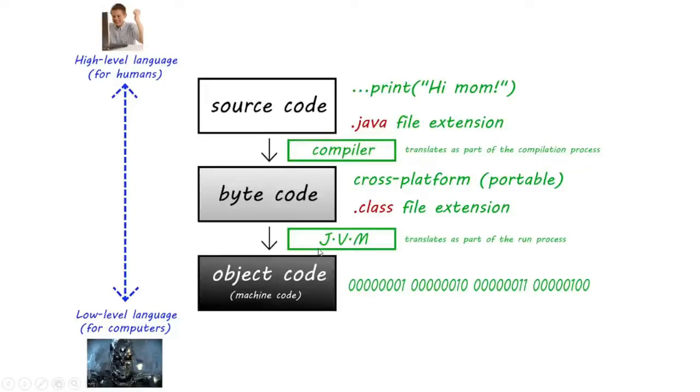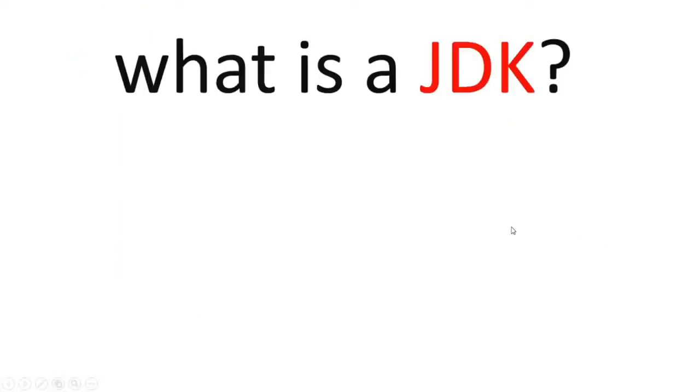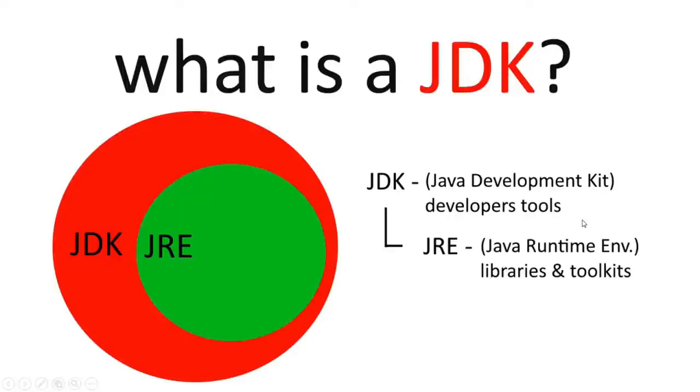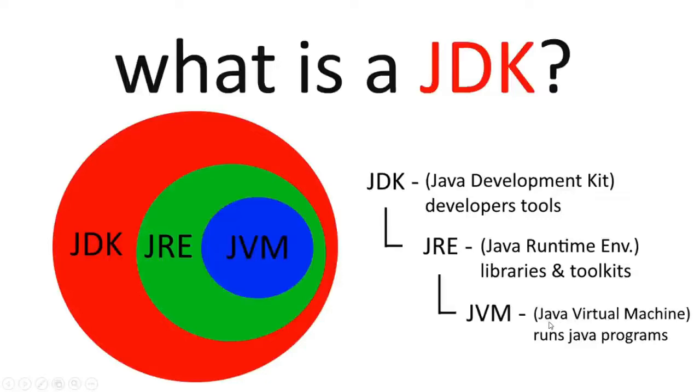But we are going to need the help of a JVM to translate bytecode to machine code. But where can we get a JVM? Well, it's included with a JDK. And what is a JDK? Well, JDK is an acronym for Java Development Kit. It contains developers' tools to help us code, as well as a JRE, a Java Runtime Environment, which contains a library, toolkits, and our JVM, which is another acronym for Java Virtual Machine, which translates bytecode for us to machine code. So all you need to worry about is downloading a JDK, and everything else will be included.